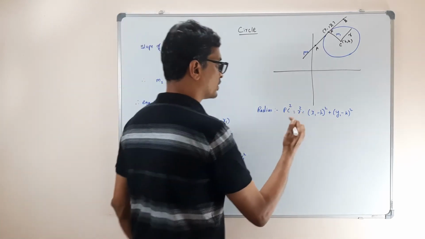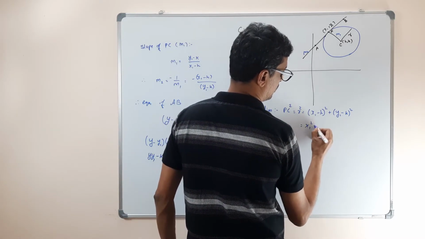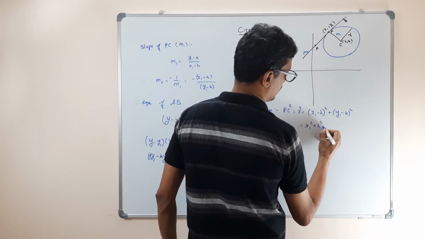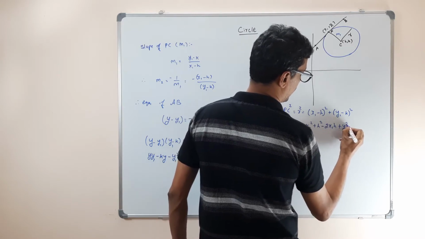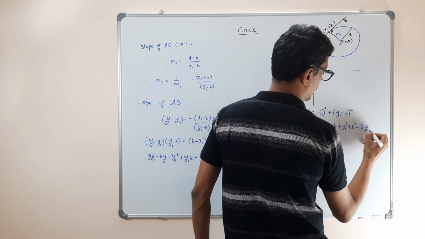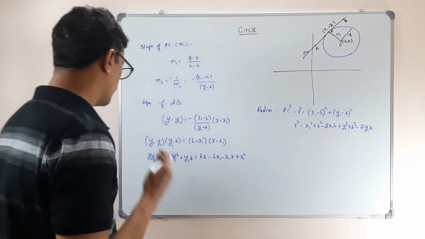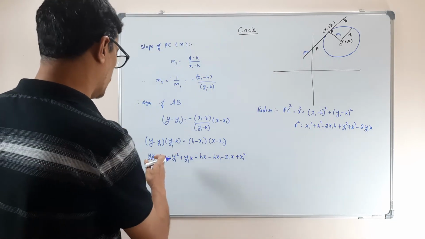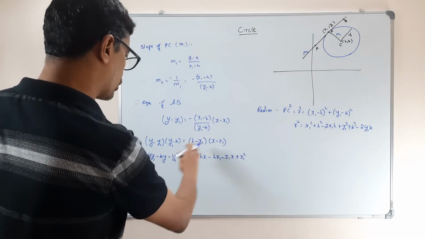Tell me what this is. x1 square plus h square minus 2x1h plus y1 square plus k square minus 2y1k. Okay, this will be r square. See, compare from here. Let me take out all these, y1 square, right? Let me take this y1 square here.